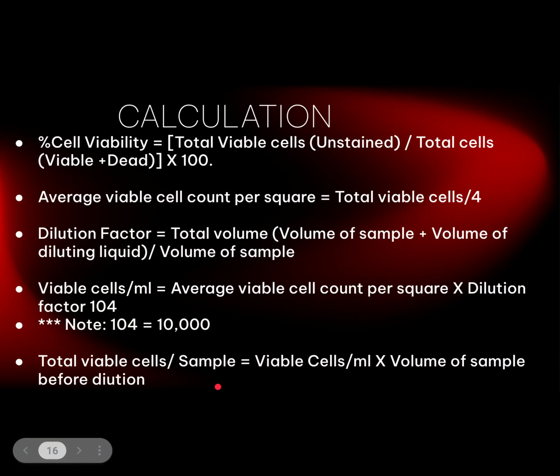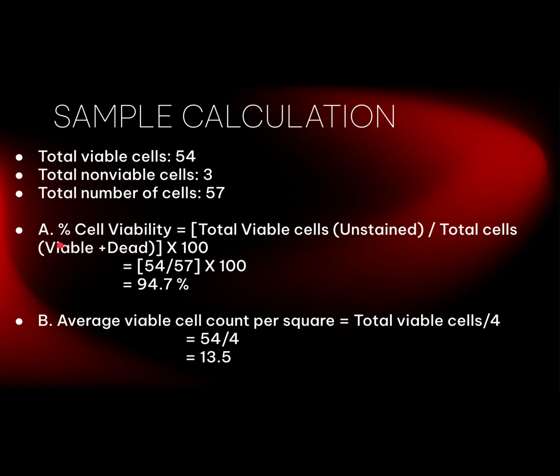For the following slides, we will be giving sample calculations for your practice. First, let's identify the cell viability. Given our formula and given our values, we can go ahead and calculate this. The total viable cells, which are unstained, is 54, and we divide it by the total number of cells, which is 57, and then multiply by 100. Therefore, we get 94.7.